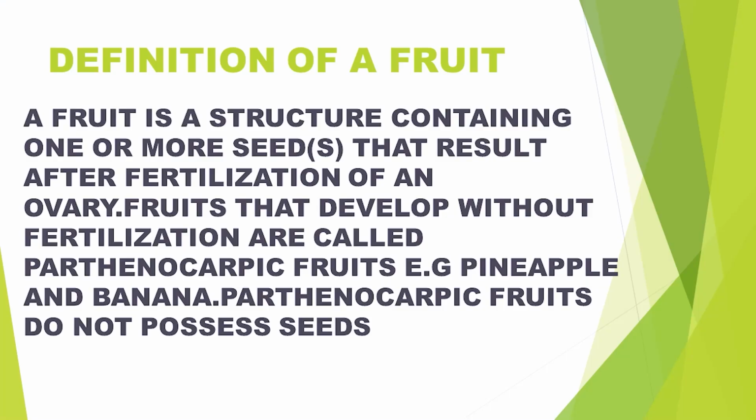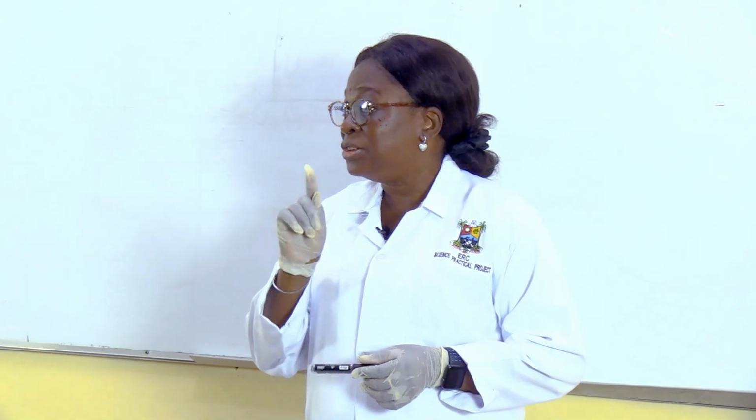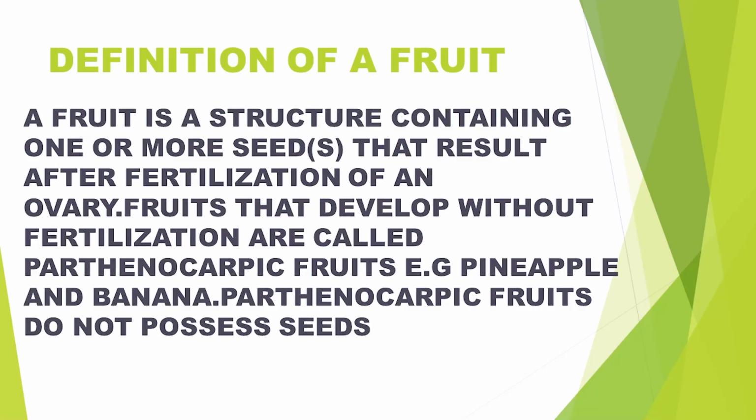Now let's go to the definition of a fruit. A fruit is a structure containing one or more seeds that results after fertilization of an ovary. Remember, fruits develop from fertilized ovaries. Sometimes fruits can develop without fertilization of the ovary, and this is called parthenocarpic fruits.